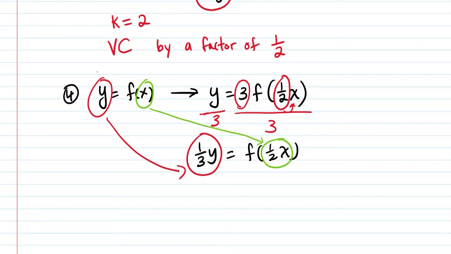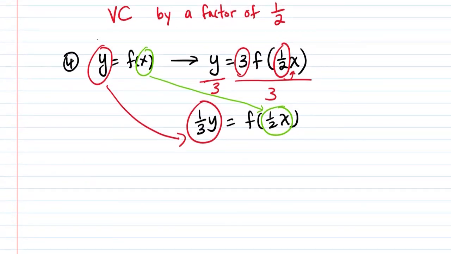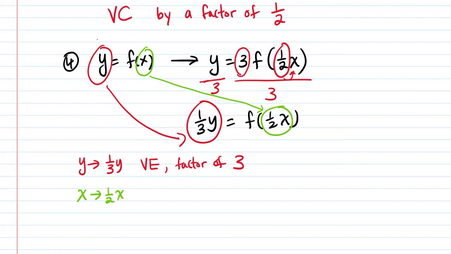So there are two different transformations happening in this example. One is y becomes 1 over 3y. That is for the vertical expansion by a factor of 3. And the other one is x becomes 1 over 2x. So that's for the horizontal expansion by a factor of the reciprocal of 1 over 2, which is 2.